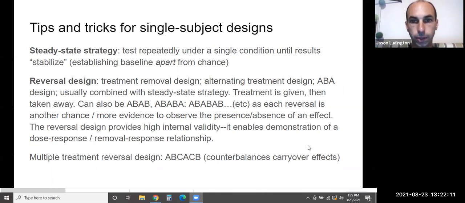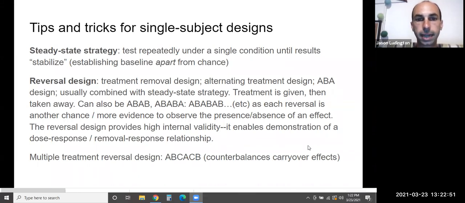And that is to counterbalance, which means to balance or spread out evenly the effect of order. So if there was some special effect of condition B that influenced performance on condition C, we don't want to confound the effect of that order, meaning the effect of B on C. We don't want that to confound with our interpretation of the true effect of C.